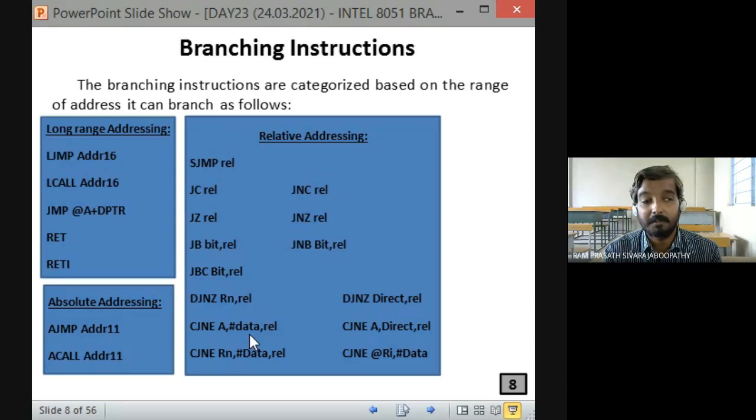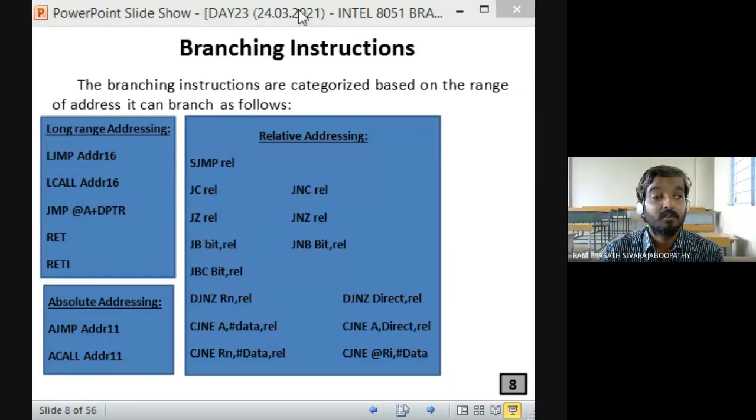D stands for decrement. Here C stands for... Can you people type it in the chat? Yes. Compare, jump if not equal. Fine. So obviously we need two parameters to compare. One is from accumulator, the other can be immediate data, or the other can be from the RAM memory content. Similarly, a register content can be compared with the immediate data, or the RAM memory pointed indirectly by register R0 or R1 with the immediate data.